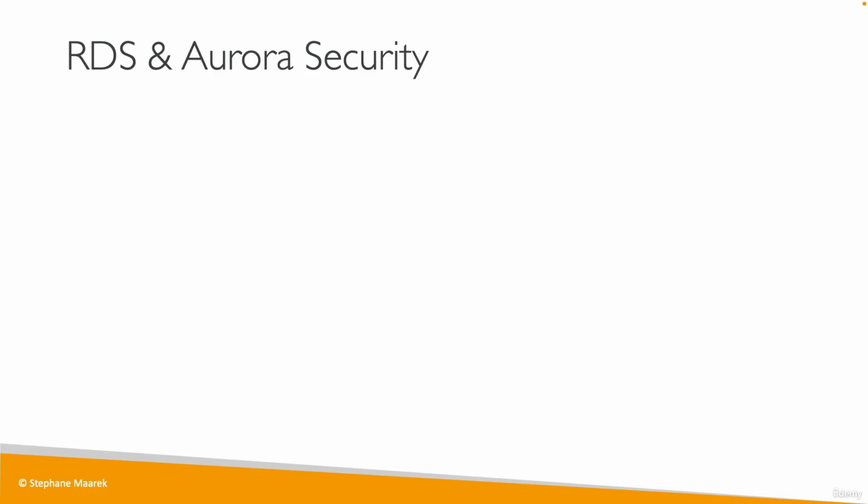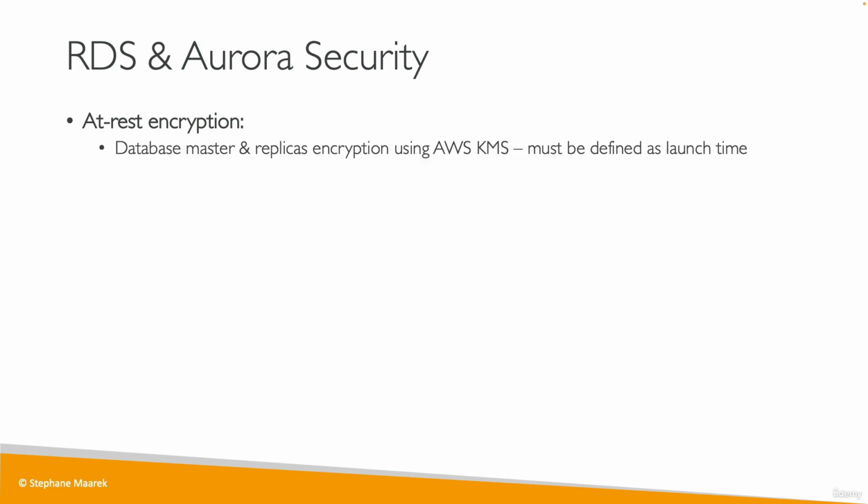Now here is a quick lecture around RDS and Aurora security. So you can encrypt the data at rest on your RDS and Aurora database. That means that the data is encrypted on the volumes. For this, you will be having the master and any replica encrypted using KMS, and this is defined at launch time, during the first launch of your database.